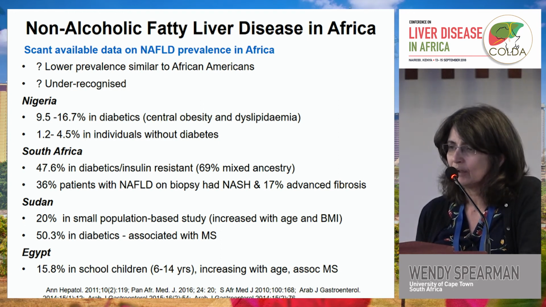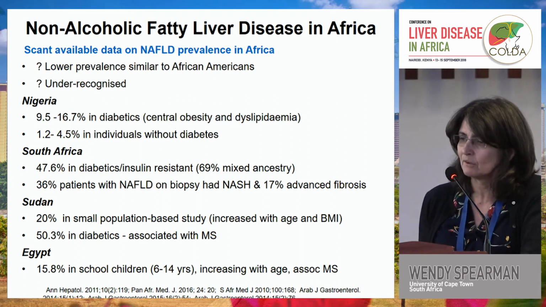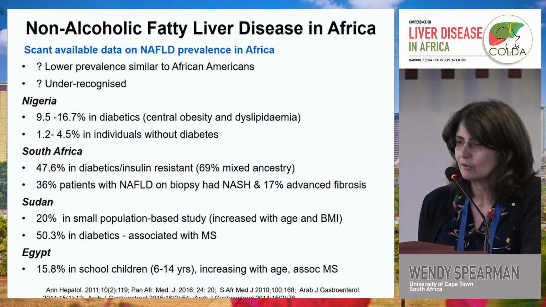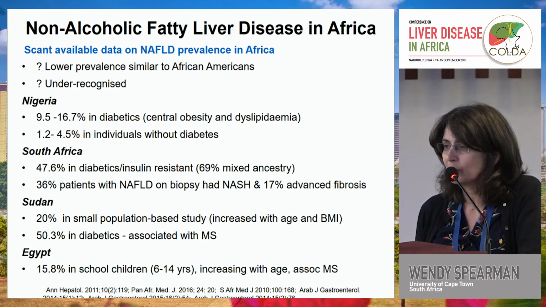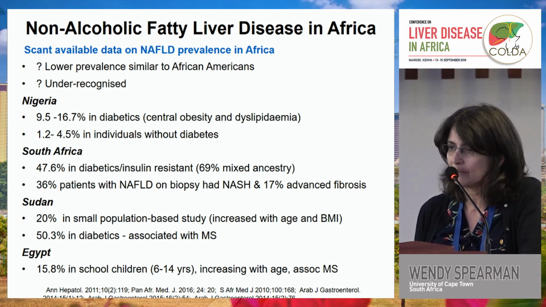In terms of Nigeria, its incidence is as high as 16% in diabetics and 5% in non-diabetics. And in South Africa, a study showed that 47% of diabetics had evidence of NAFLD, 69% were of mixed ancestry. Of those, 36% of those with NAFLD on biopsy had NASH, and 70% advanced fibrosis. And in Sudan, 20% in a small population-based study, and 50% in diabetics. And in Egypt, in school children, 16% were assessed as having NAFLD.